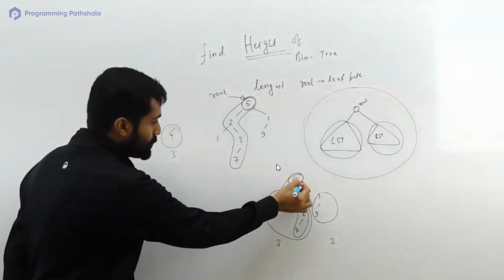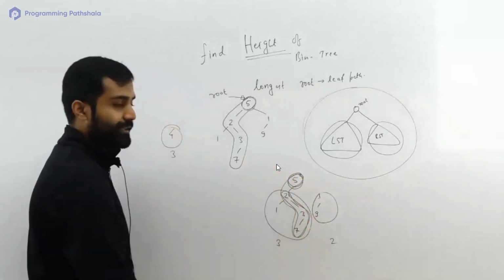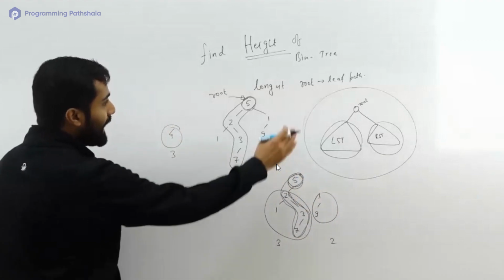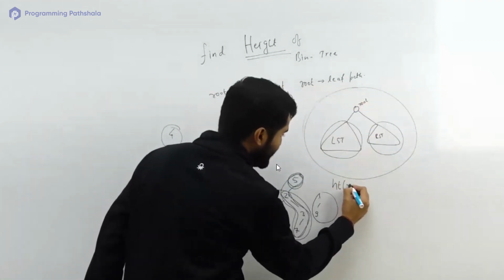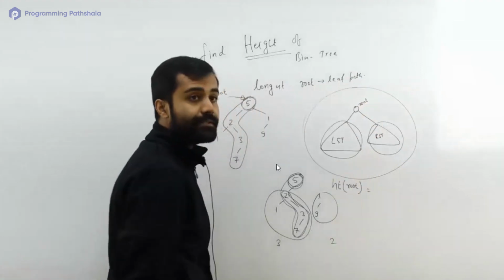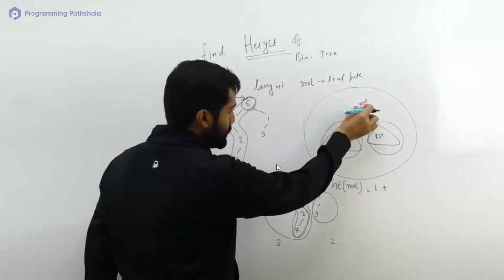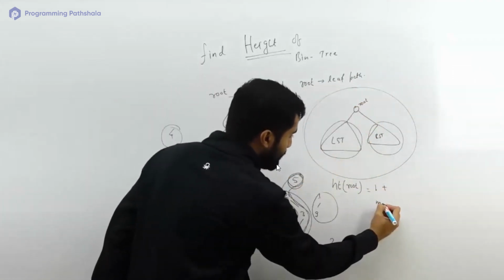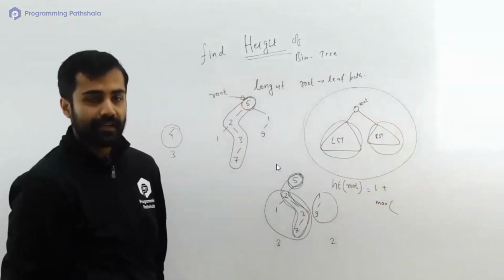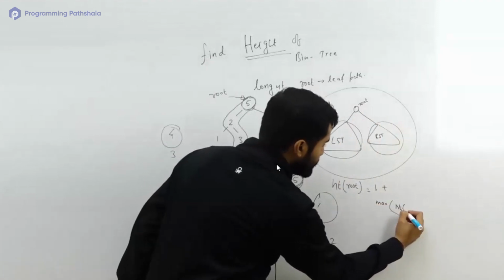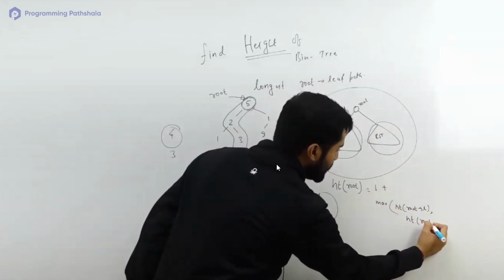So this is the contribution of your root, and this thing is nothing but the height of your left subtree. So I can say that the height of the entire tree which is rooted at this root, if I write it in this manner, is equal to 1 plus, why 1 plus? That is for the contribution of the root. 1 plus the maximum of the height of left, comma, height of right. Correct? So height of root left, comma, height of root right.